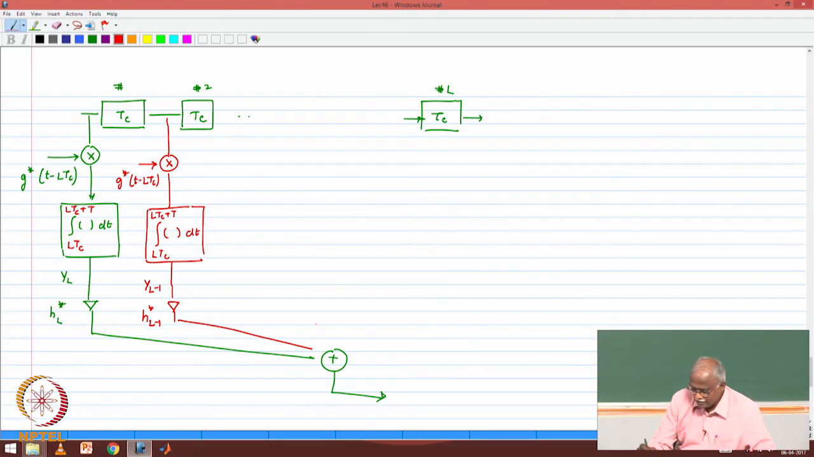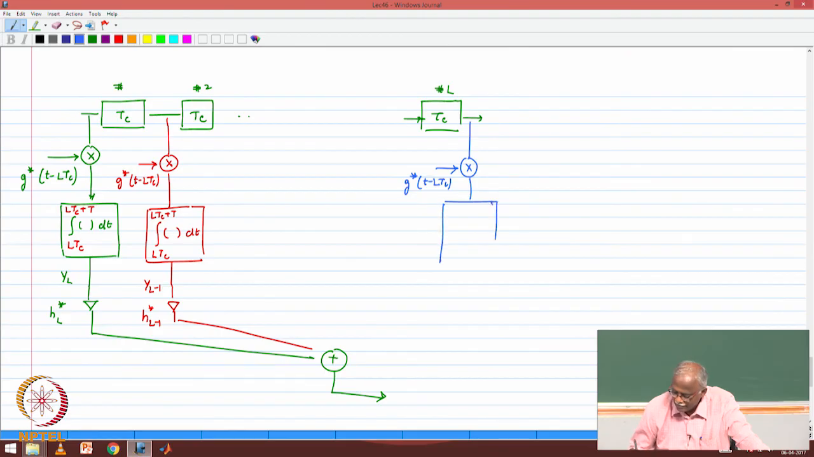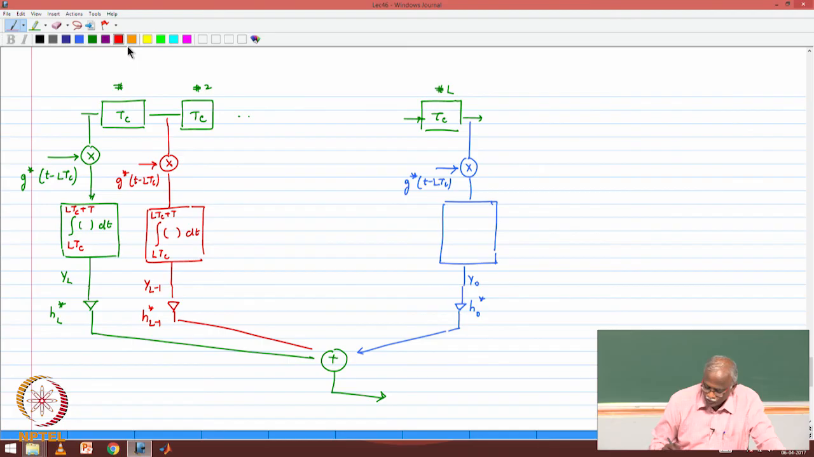And just the last one alone, we'll use a different color, use blue. This one also gets multiplied by G star of T minus LTC, followed by an identical integrator. I won't repeat that. The output of this, we call that Y subscript 0. It's going to be multiplied by H0 star, and this is going to go to the adder. Now the claim is that this structure is optimum for dealing with the multipath environment that we have just described.